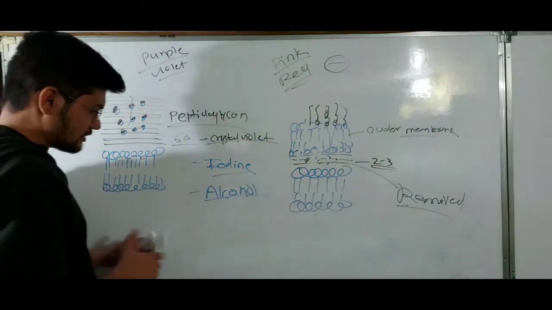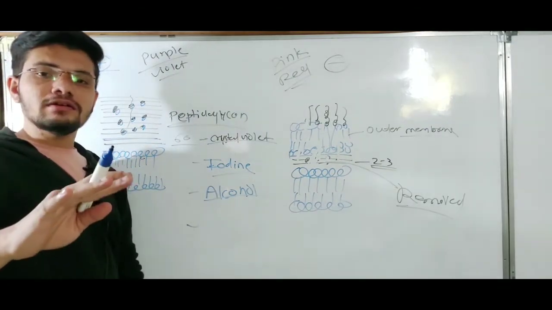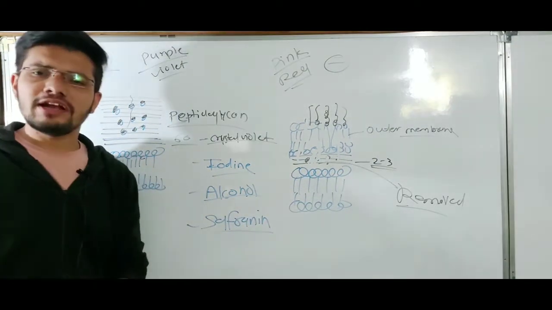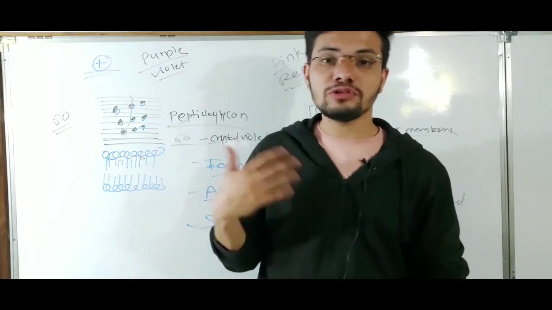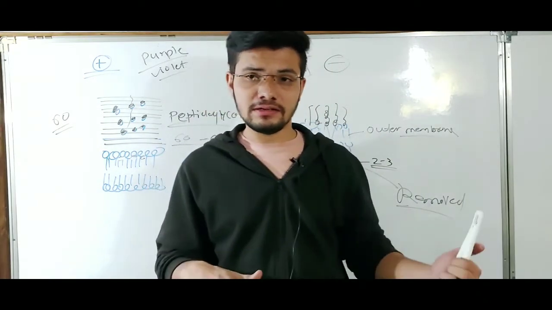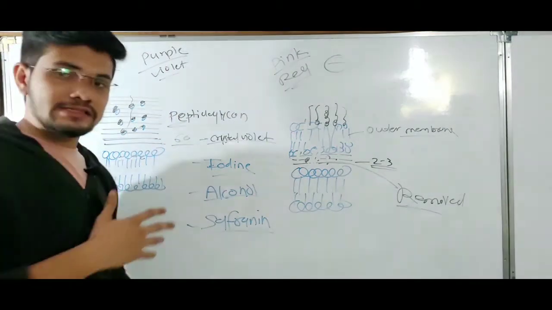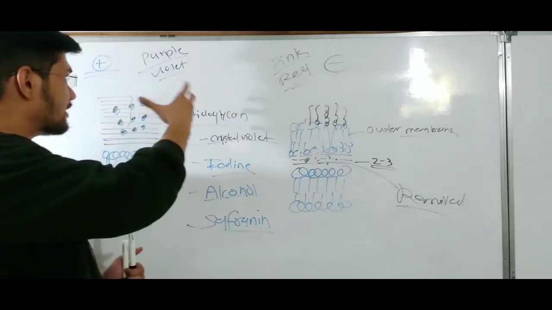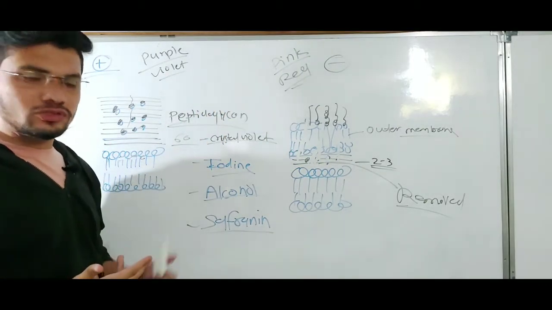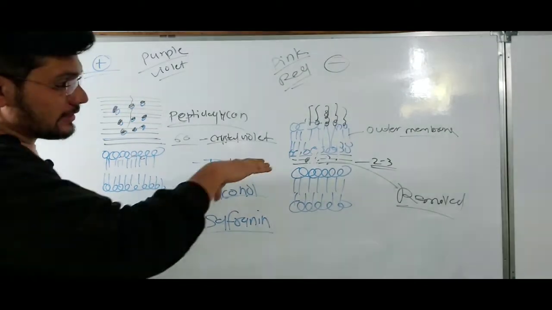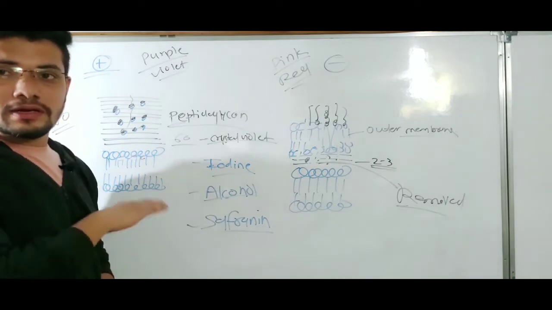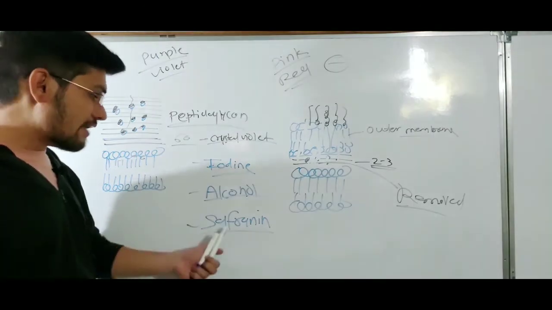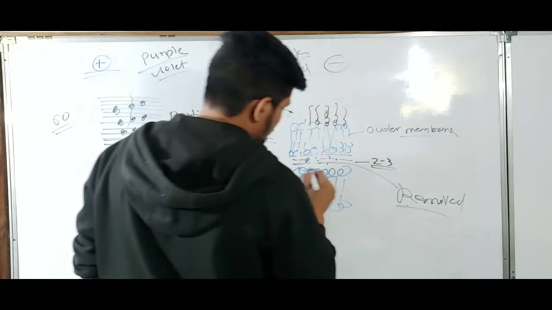And in the fourth stage, we will add the safranin dye. Safranin is the counter stain, another stain we are going to use, which is pink or red in color, and we are going to add the safranin in both cases. Here the crystal violet was attached to the peptidoglycan layer, but it is colorless because alcohol has decolorized the dye which was added before, and this safranin, which is pink in color, will attach to this layer.